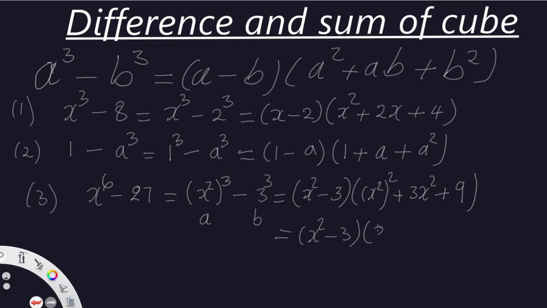x squared squared will be x to the 4, plus 3x squared plus 9. So we can stop there unless we want to factorize this. Okay? Wonderful. But this one, there is no way to factorize it. All right.